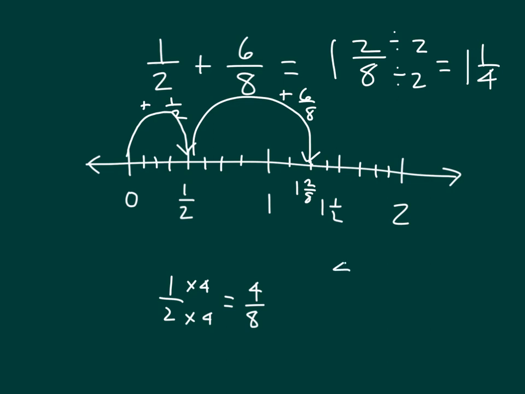Again, that was 4 eighths plus 6 eighths equaling 10 eighths. And 10 eighths does equal 1 and 2 eighths. And as above, I can simplify that to 1 and 1 fourth. We did estimate and think that the sum was going to be more than 1, and in fact, it was.